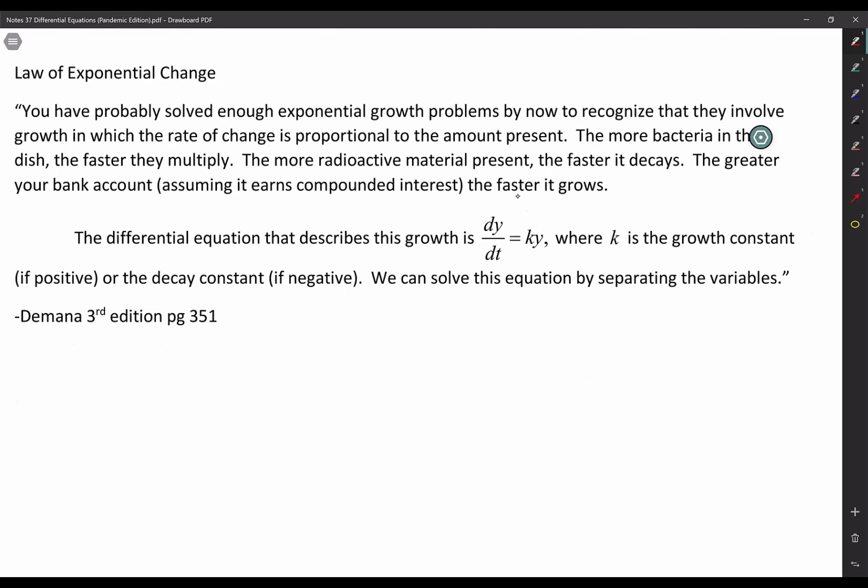Law of exponential change. You have probably solved enough exponential growth problems by now to recognize that they involve growth in which the rate of change is proportional to the amount present. The more bacteria in the dish, the faster they multiply. The more radioactive material present, the faster it decays. The greater your bank account, assuming it earns compounded interest, the faster it grows.